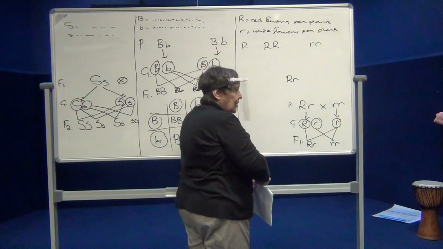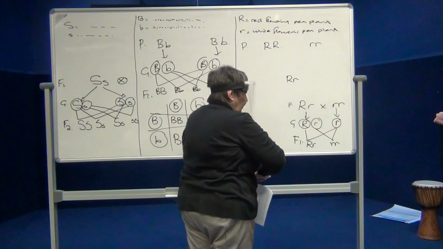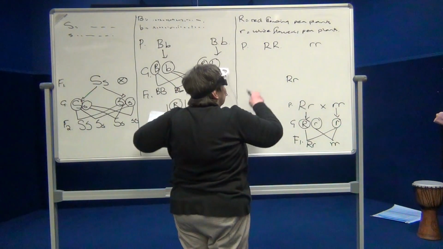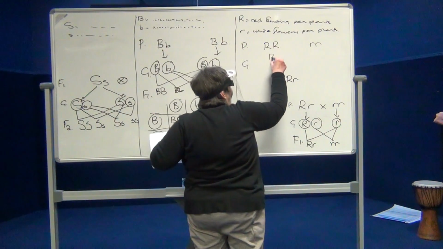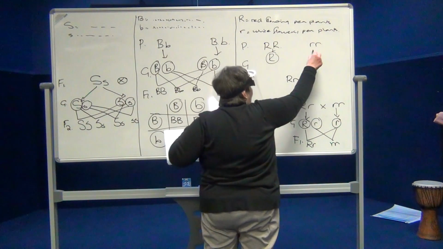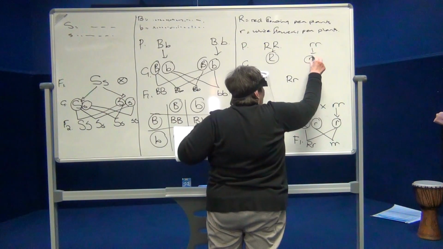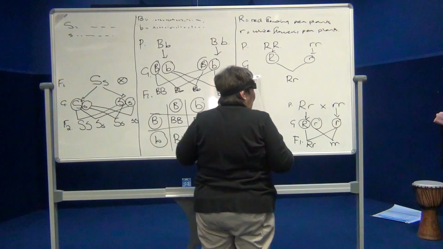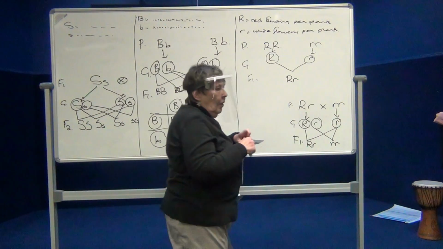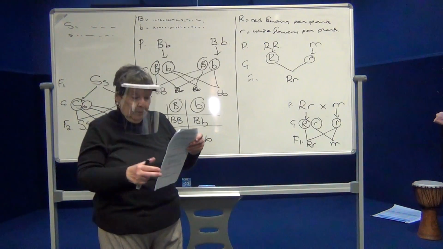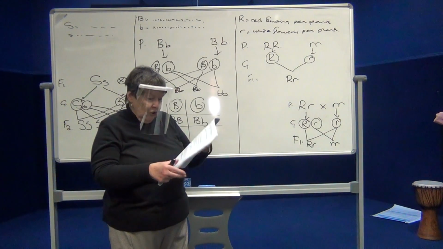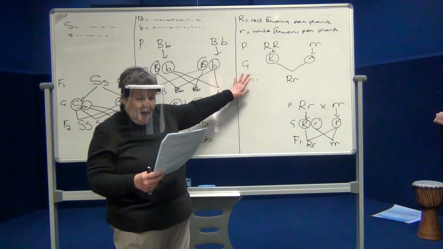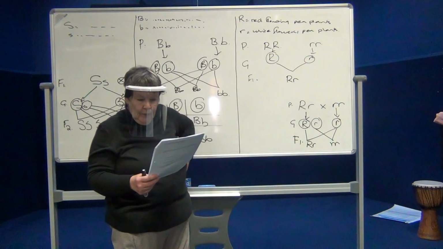Okay. Do you guys need me to do this problem? No. Okay. So gametes would be all big R, and gametes on this side would be all little r. And so the F1 is all big R, little r. You're all okay? All right, so what conclusion can be drawn from that with regard to the parents?